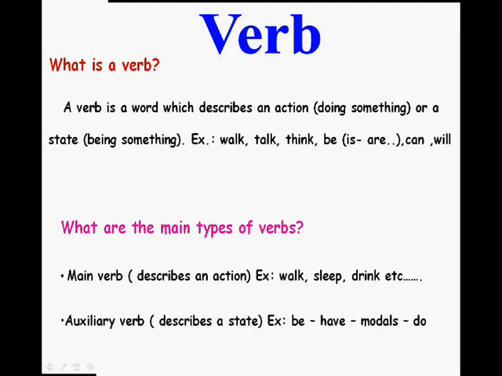So what are the main types of verbs? We have main verb, which describes an action, and auxiliary verb, which describes a state. An example, we have be or have or modals or do. Okay?